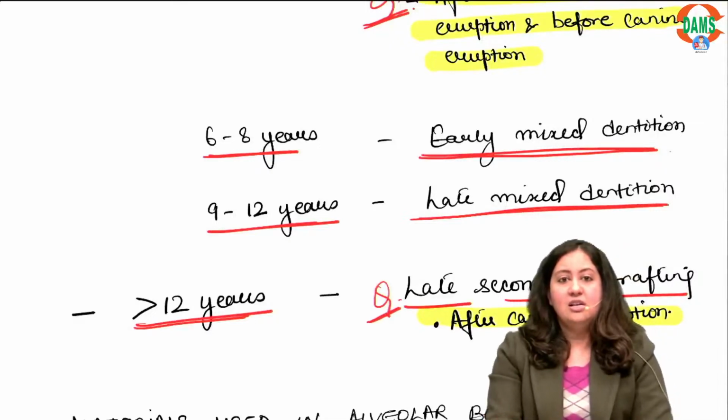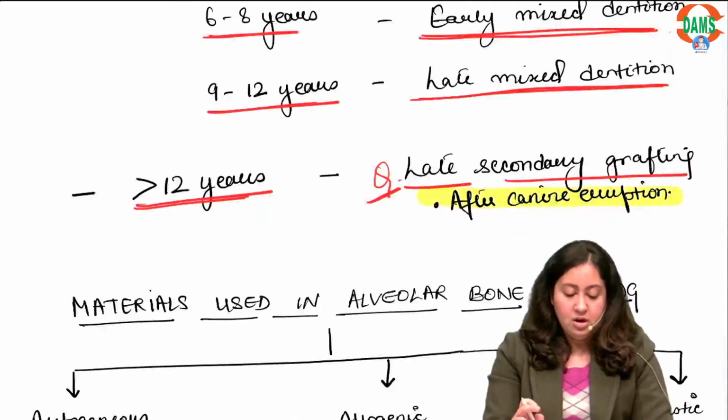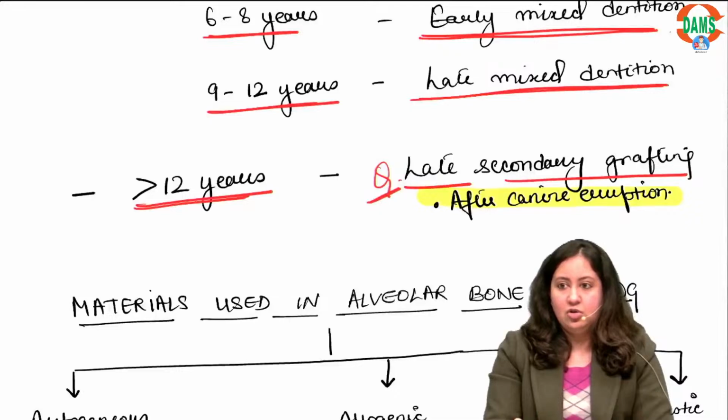Alright, late secondary grafting is after canine eruption. That is more than 12 years of age.